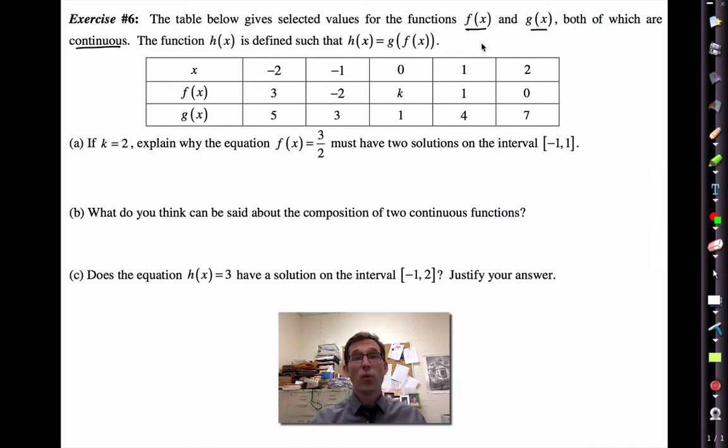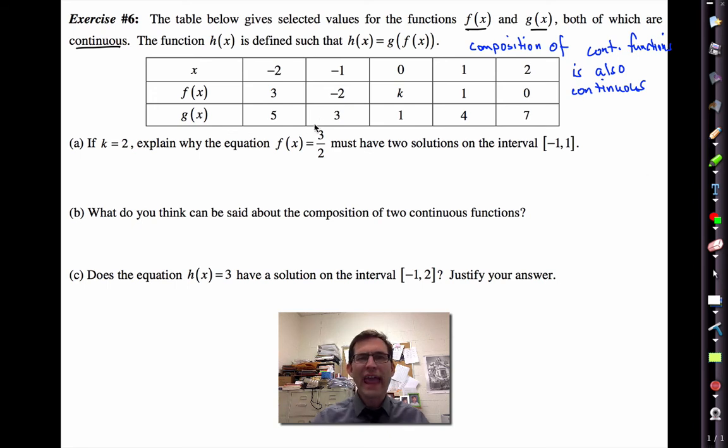All right, now, one nice theorem, or one nice thing about continuous functions, is that the composition of continuous functions, going into the black, is also continuous. All right, so the fact that f and g are both continuous means that h is continuous.